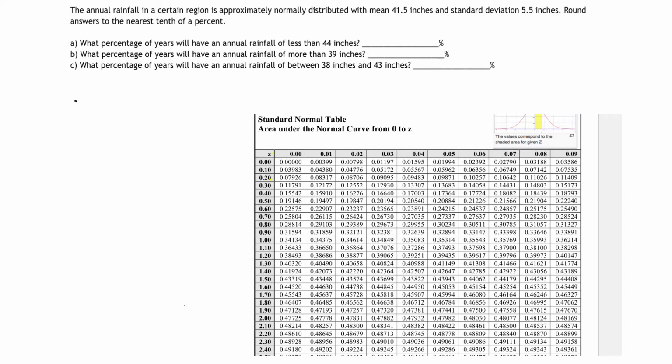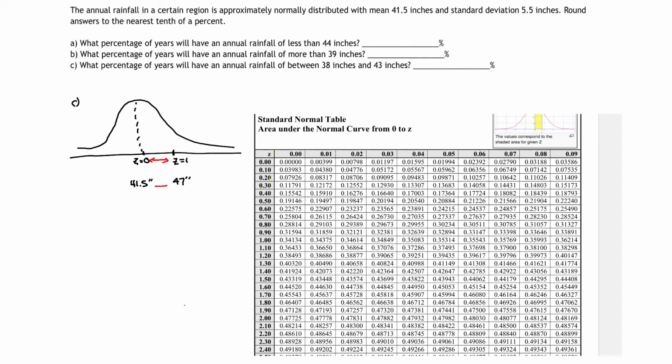So where to begin? Well, I like to draw my normal curve to start with to get a visual representation of what's going on. So I'll draw this normal curve, and I'm going to label my mean, which is 41.5 inches. That's where my z-score is 0. I know my standard deviation is 5.5 inches, so 5.5 inches away brings me over to 47 inches, where z is equal to 1.